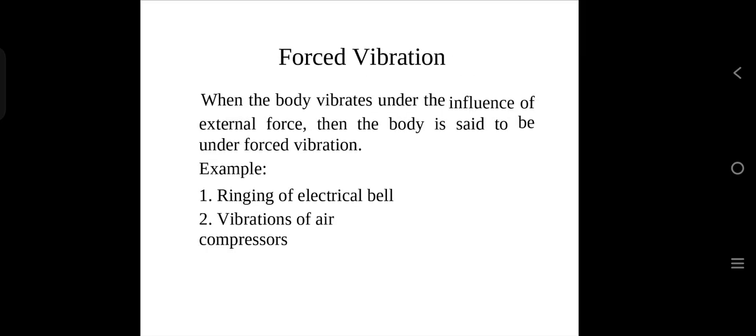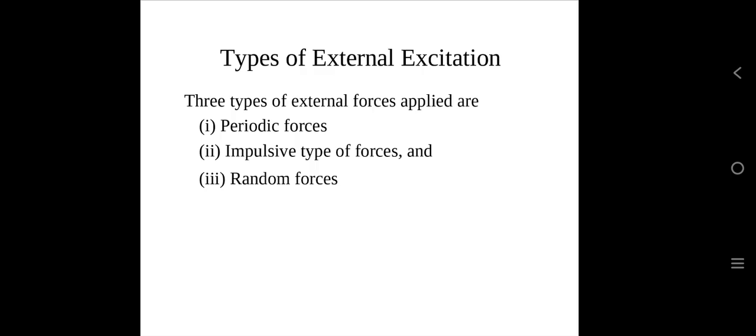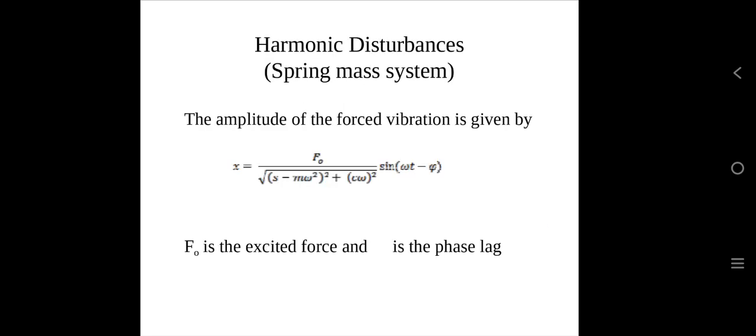So your next unit 4, that is forced vibration. When the body vibrates under the influence of external forces, then the body is said to be under forced vibration. The examples are the ringing of an electric bell and the vibration of an air compressor. The three types of external excitation are periodic force, impulsive type forces, and random forces.